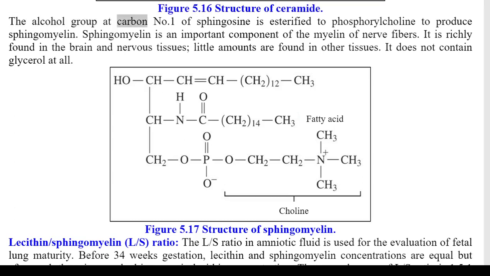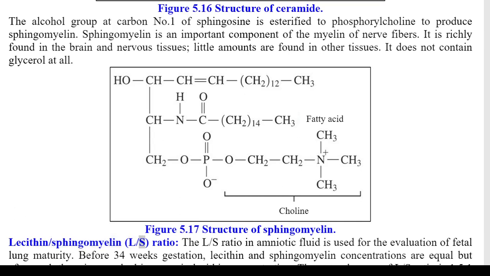The alcohol group at carbon number 1 of sphingosine is esterified to phosphorylcholine to produce sphingomyelin. Sphingomyelin is an important component of the myelin of nerve fibers. It is richly found in the brain and nervous tissues; little amounts are found in other tissues. It does not contain glycerol at all. Figure 5.17: Structure of sphingomyelin.